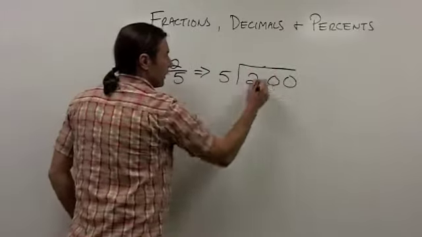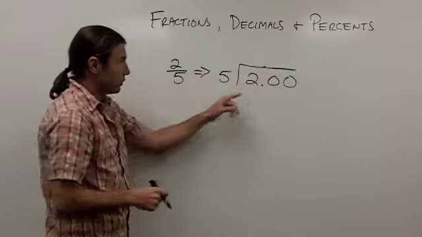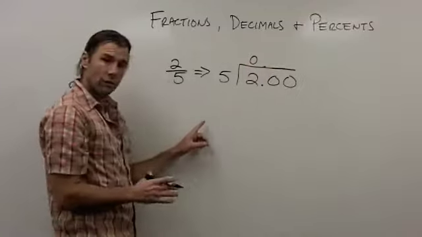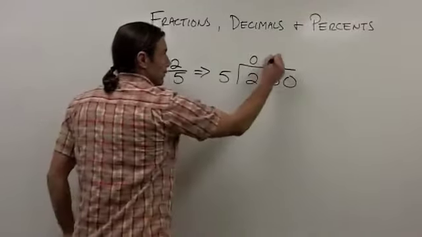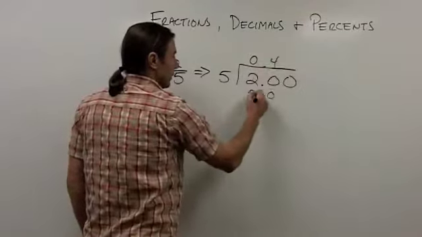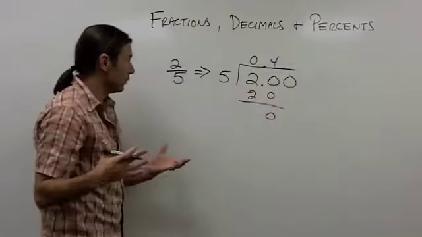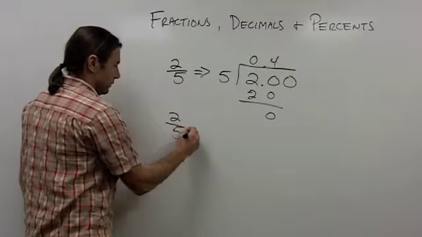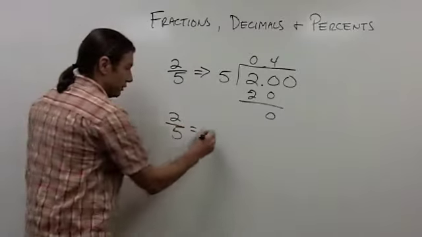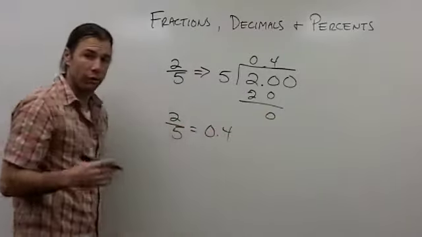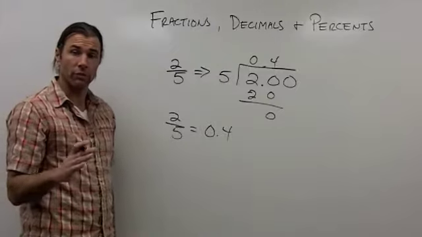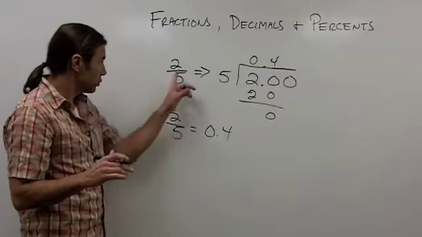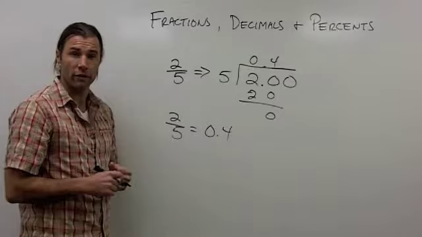Bring my decimal straight up, and then I would say 5 doesn't go into 2, it will go into 2 0 times. 5 will go into 20, however, 4 times. 4 times 5 is 20. We subtract. We get 0 as a remainder, so when I write 2/5 as a decimal, I get the decimal 0.4. Any fraction can be converted into a decimal just by doing the division that's there in the fraction.